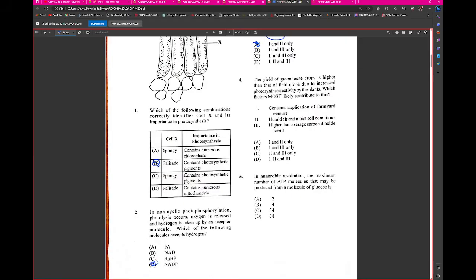4. The yield of the greenhouse crops is higher than the yield of field crops due to the increased photosynthetic activity by the plants. Which of the following factors would most likely contribute to this? So within greenhouses, right? Constant application of farm manure, could be humid air and moist conditions, higher average. Alright, so with all of these involved, would the manure be involved in the greenhouse?